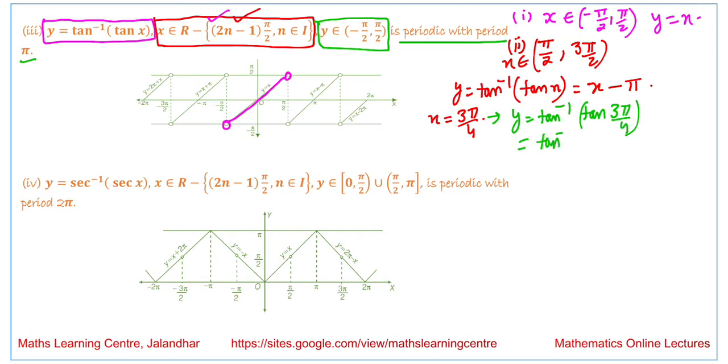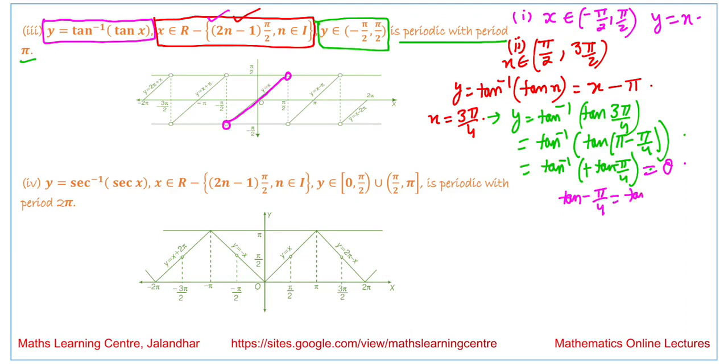It is equal to tan inverse of tan of, it is pi minus pi by 4 basically we are talking about. This is equal to tan inverse of, what is this value? It is minus tan of pi by 4, or we are writing it is tan inverse of tan of minus pi by 4. Now suppose this value is equal to theta. So we are saying that tan of minus pi by 4 should be equal to tan of theta, where this theta belongs to the interval minus pi by 2 to pi by 2.